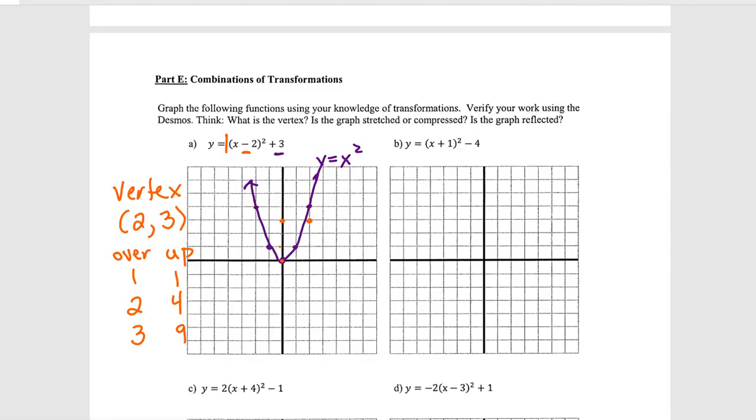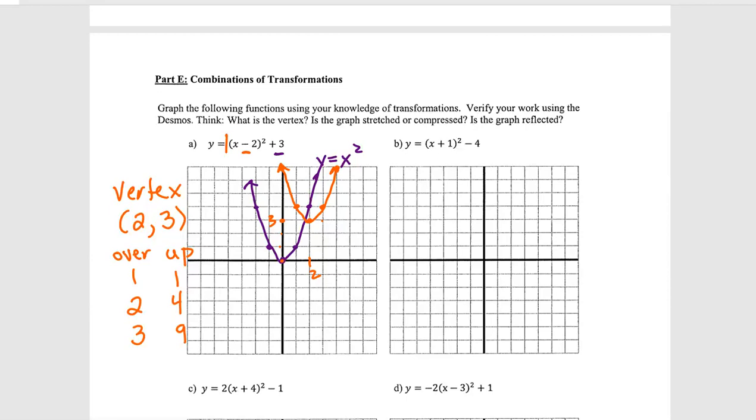From this vertex, with an x of 2 and a y of 3, I'm going to go over 1 and up 1. There's my first dot on the parabola. I go back to the vertex, over 2 and up 4. Second dot. Then I write the matches on the other side. There's my parabola, and I'm done.